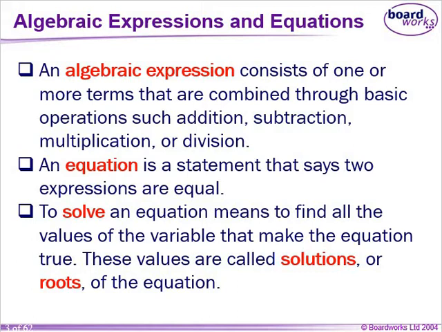Next would be equation. So what is an equation? An equation is the one with the equal sign. It is a statement that says two expressions are equal. So say for example, x plus 3 equals 0. That is an equation because there are two expressions there, and it uses the equal sign. Or x plus 3 equals x plus 3. So that's an example for that.